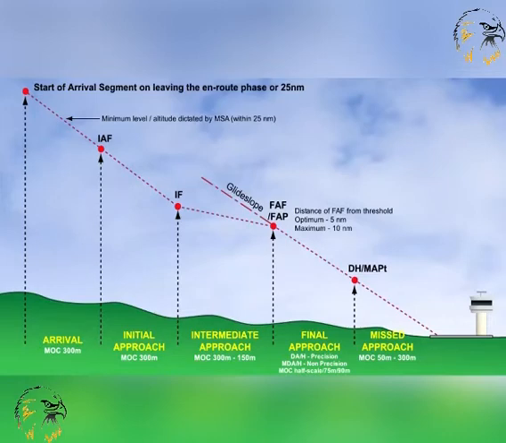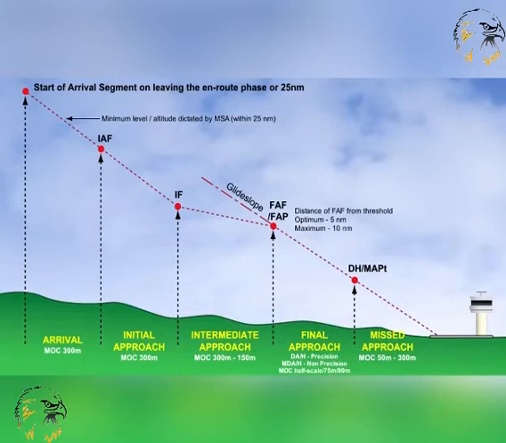The FAF is positioned on the final approach track at a distance that permits configuration and descent from the intermediate height to the MDA or H for a straight-in landing or circling. The optimum distance of the FAF from the threshold is 5 nautical miles, the maximum distance being 10 nautical miles. The FAF is crossed at or above the specified altitude and the descent initiated.